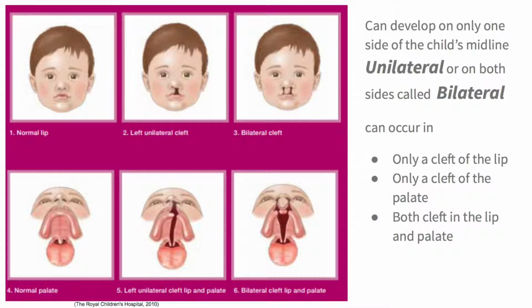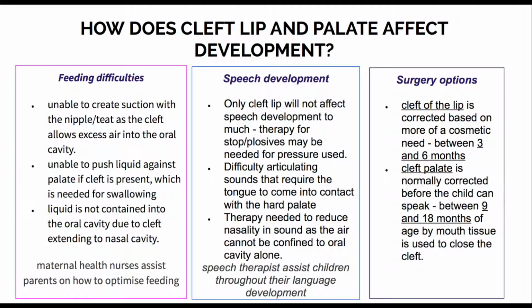A cleft lip and palate can cause a lot of implications on the baby's development. This can include the baby's feeding regime. Babies rely on either a nipple or a teat of a bottle to receive milk to gain the nutrition they need to grow. However, making a connection to the feeding source and creating suction is difficult if a baby has a cleft of the lip, as the gap extending to the nostril allows extra air to enter the space, making it difficult for the baby to draw milk out.